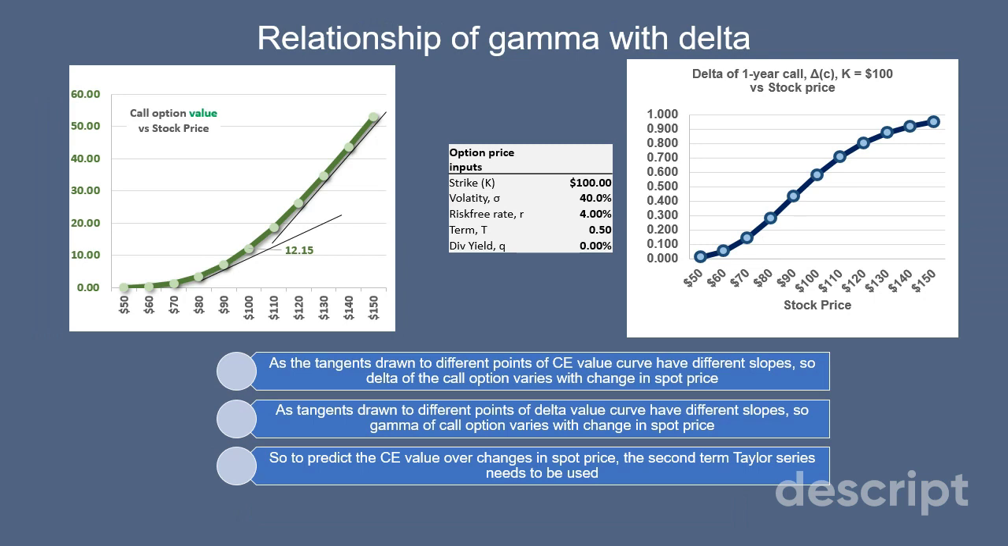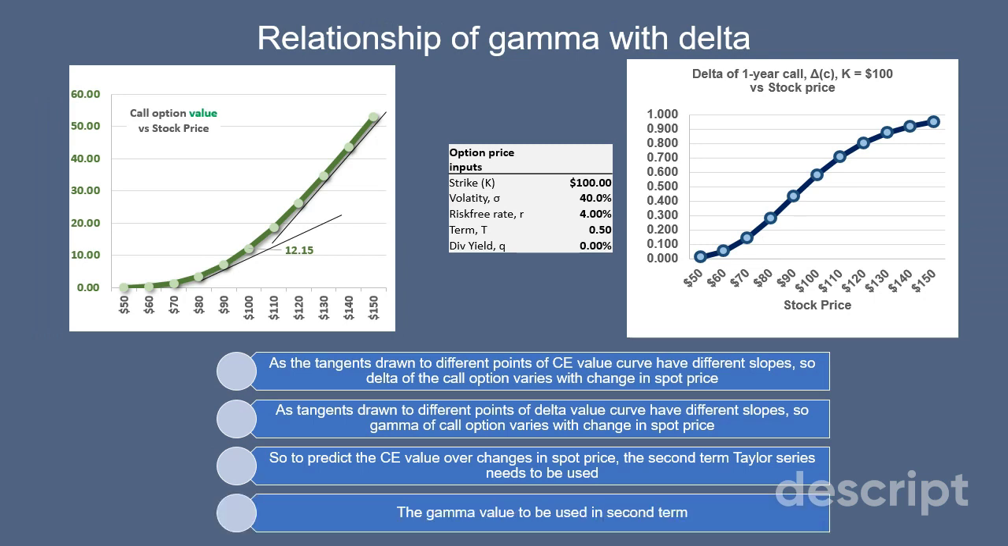So to predict the call option value over a change in spot prices, the second term of the Taylor series needs to be used, with the gamma value used as the second term in the Taylor series.